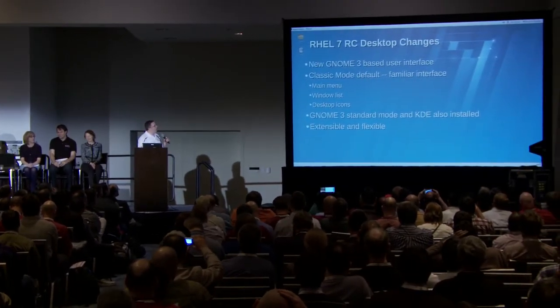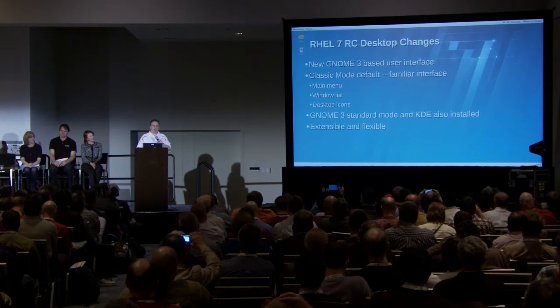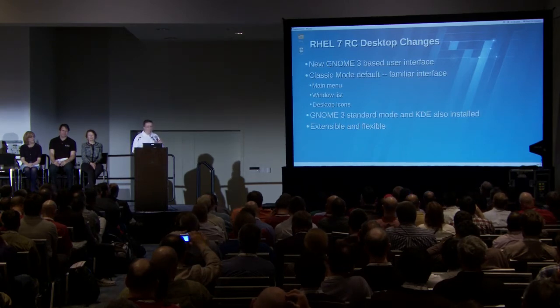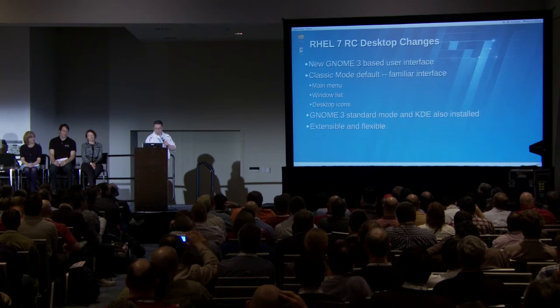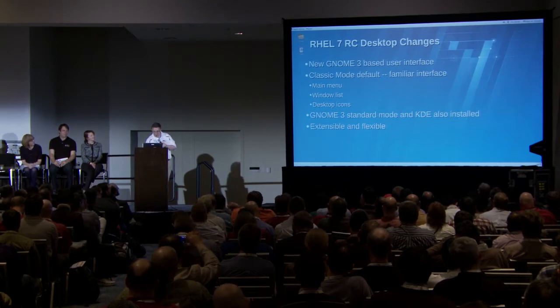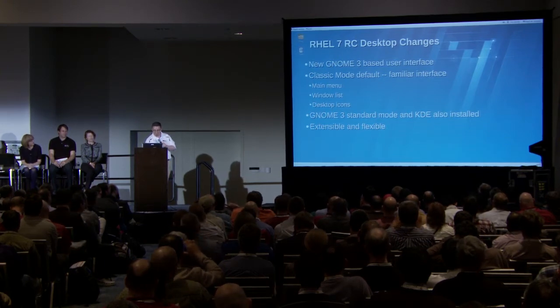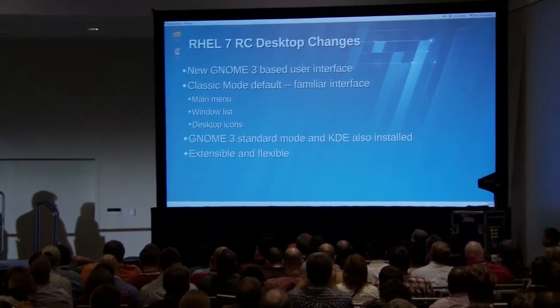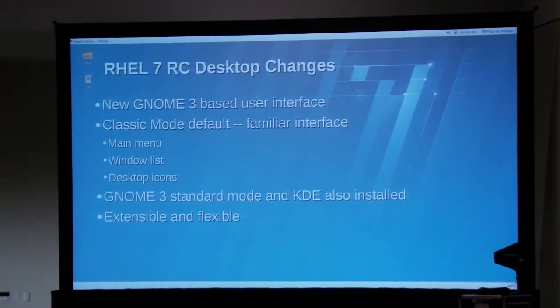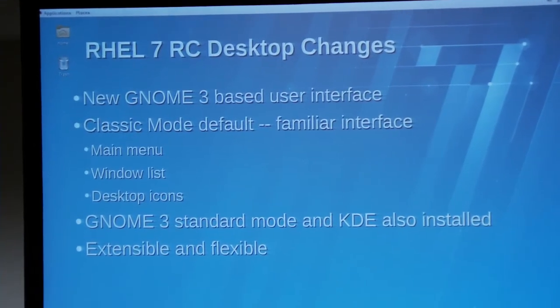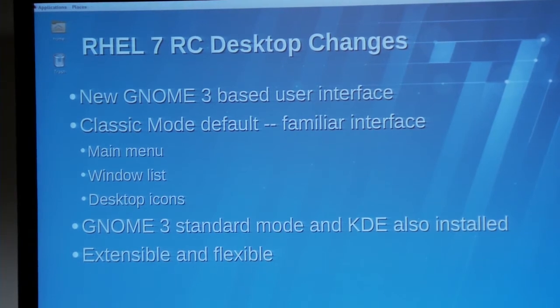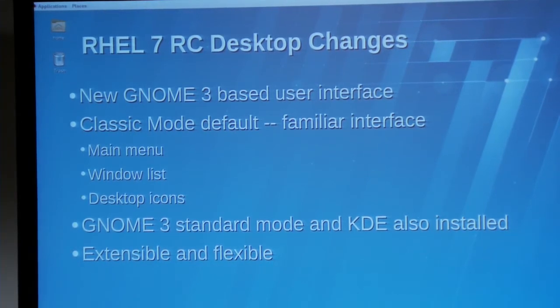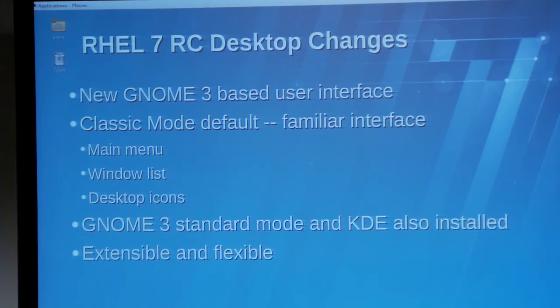So in the RHEL 7 release candidate, when you guys get a hold of that next week, you're going to see the new GNOME 3-based interface. It's actually the result of many years of development work. And you're going to find that although the underlying strata of GNOME 3 are all there, and you're going to get a lot of the power and the new facilities that are part of GNOME 3, we've also tried to pay attention to the fact that not every customer is necessarily going to be ready for the new interface.